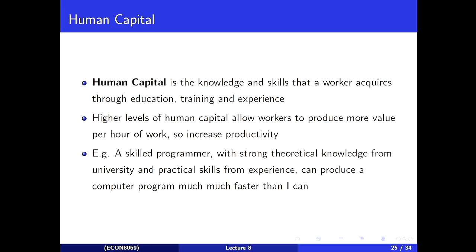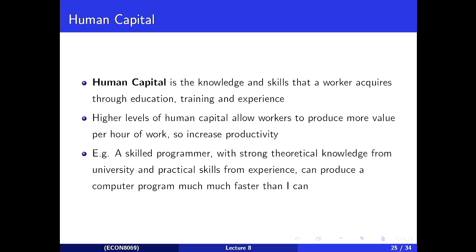Because higher levels of human capital allow workers to produce more value per hour of work. If you have more human capital, you can produce more value in a single hour. The example that they always give is programming, because it's a really clear example where it's really just human capital that's doing all of the heavy lifting. So a skilled programmer with a good theoretical knowledge from their university and good practical skills from experience can produce a computer program unbelievably faster than I can.